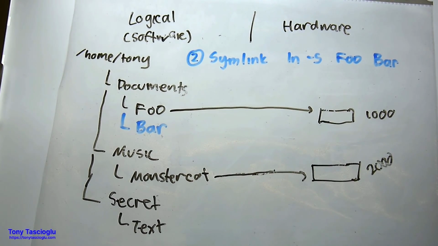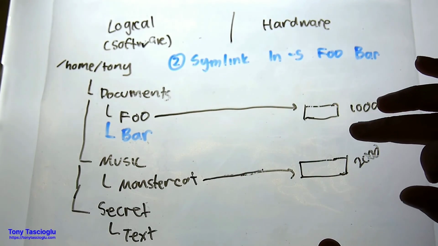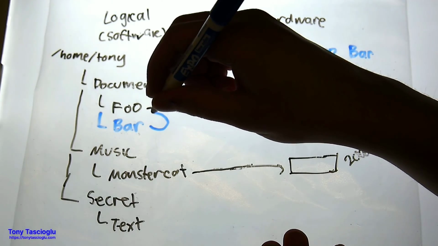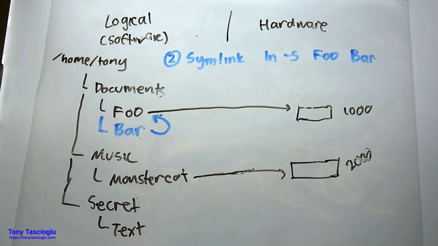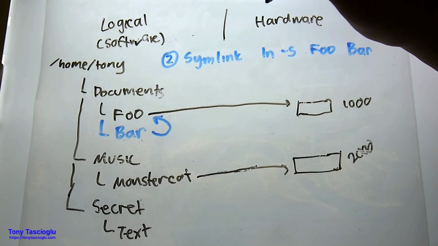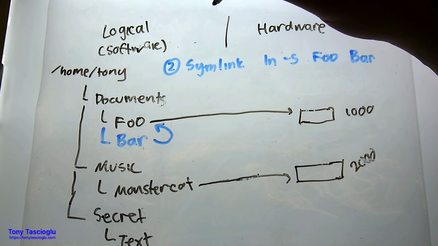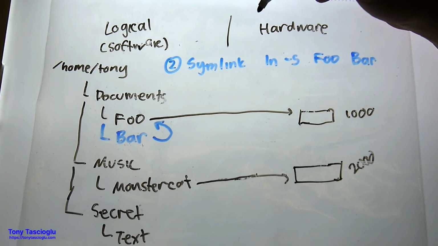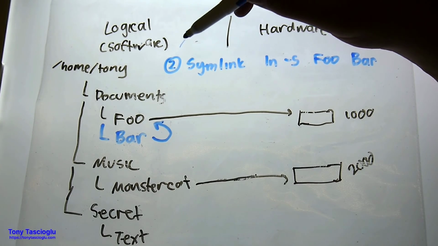Now, what happens when I symlink this? Instead of what a hard link did, which kept the file hierarchy just like you would expect and made both of them point here, a symlink makes this point to this file. This is why they're commonly called shortcuts or symbolic links. A hard link crosses this bridge from this logical side over to this hardware side. A symbolic link does not. A symbolic link stays within this logical pipe.